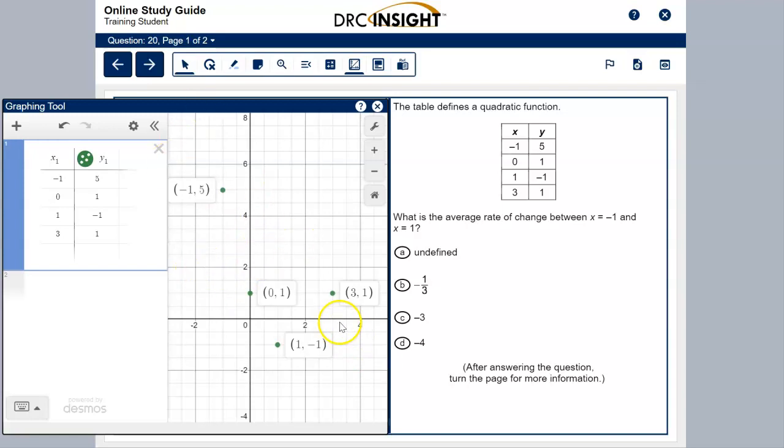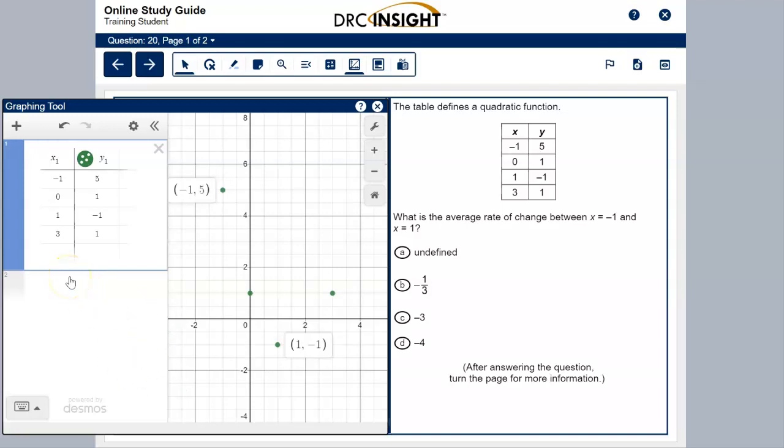I want to go where x is -1. Well, x is -1 for this first point. So let's click here. And x is +1, so that would be here. So the average rate of change between x equals -1 and x equals +1 is actually the slope. It sounds like average means add together and divide by 2, but it doesn't. It means slope in algebra.